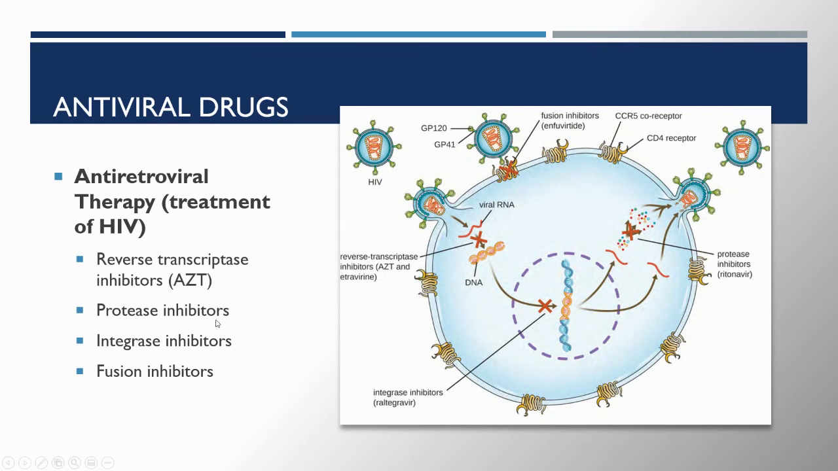It also includes protease inhibitors. Proteases are enzymes that process proteins, so we stop building the proteins for the capsid. Then there are integrase inhibitors that prevent the DNA from being incorporated into the host DNA, and fusion inhibitors that prevent the virus from actually attaching to the host cell to begin with. So it's this combination.